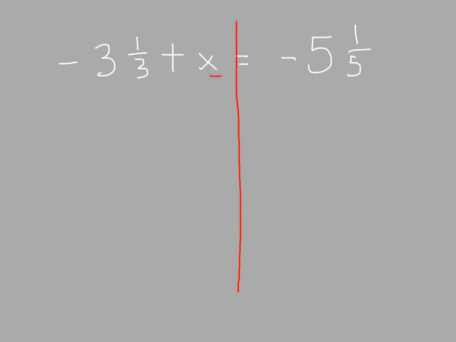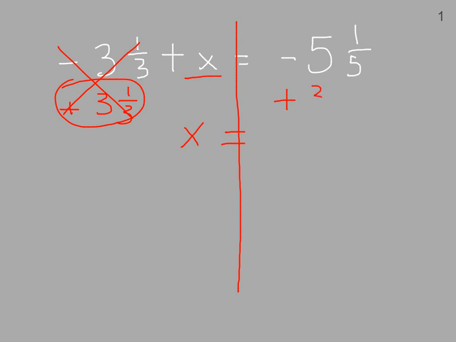Okay, so the first thing we do is draw the line down the middle, and I need to get my x by itself, remember, so I'm going to get rid of what's with it, which is the negative 3 1/3. So I'm going to do the opposite, and since it's a negative, I'm going to add, and that way I can cancel these out. So negative 3 1/3 plus 3 1/3 becomes 0, so those go away. I'm left with just my x here, and remember, if you do it on one side, you have to do it on the other, so I'm going to write plus 3 1/3 over here under the 5 1/5.